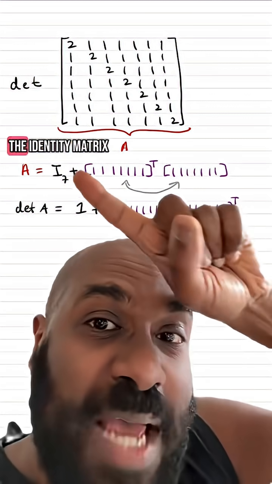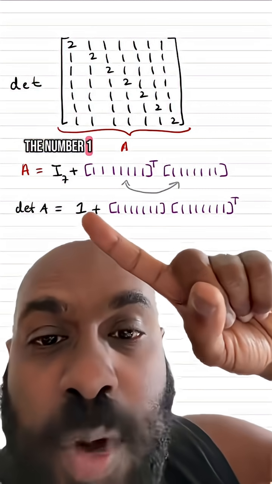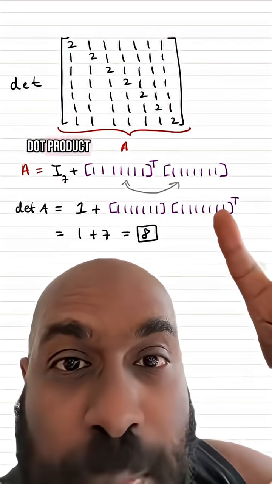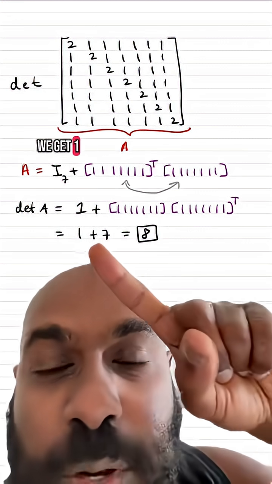So the identity matrix of the appropriate size is actually a dimension 1 matrix, so it's just the number 1. And we're left with computing this dot product, and since there's exactly 7 ones in each matrix, the dot product is 7. And so we get 1 plus 7, which is 8.